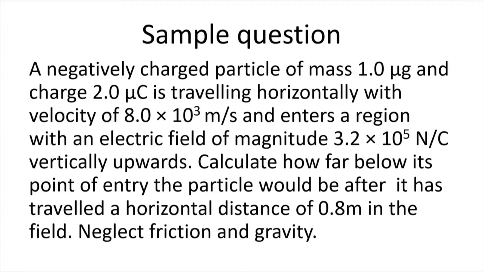It says a negatively charged particle of mass 1 microgram and charge 2 microcoulombs is traveling horizontally with a velocity of 8.0 by 10 to the 3 meters per second and enters a region with an electric field of magnitude 3.2 by 10 to the 5 Newton per coulomb, vertically upwards. So that's the magnitude and direction of the electric field. Calculate how far below its point of entry the particle would be after it has traveled a horizontal distance of 0.8 meters in the field.